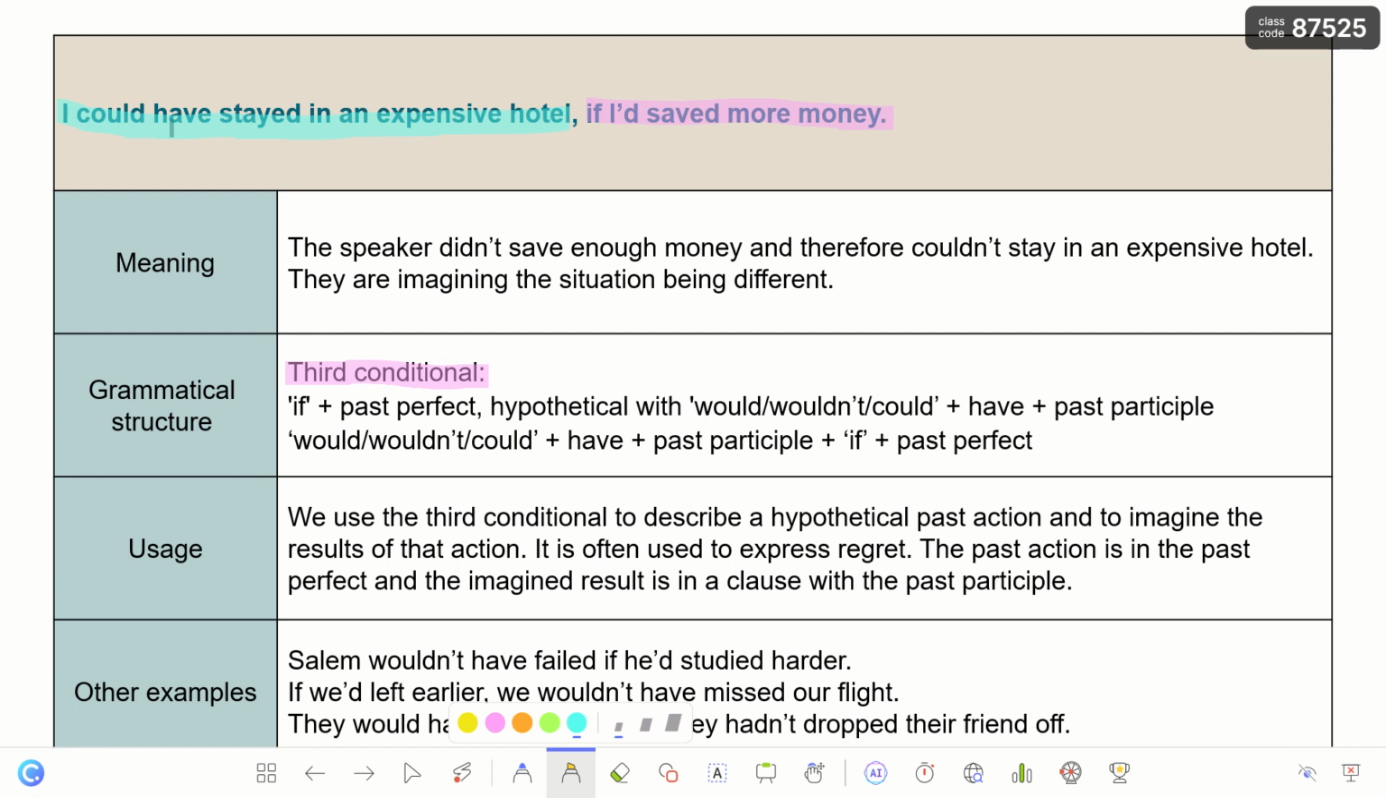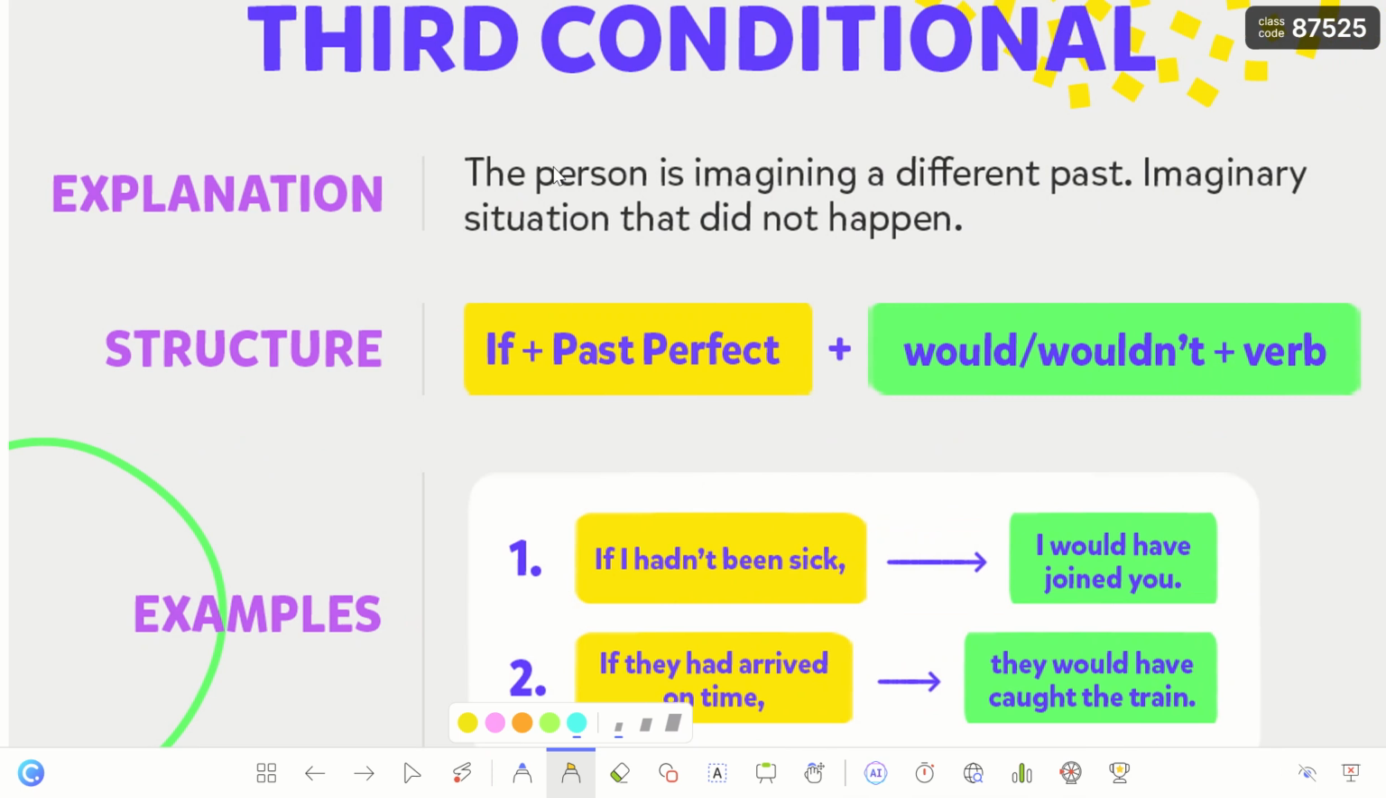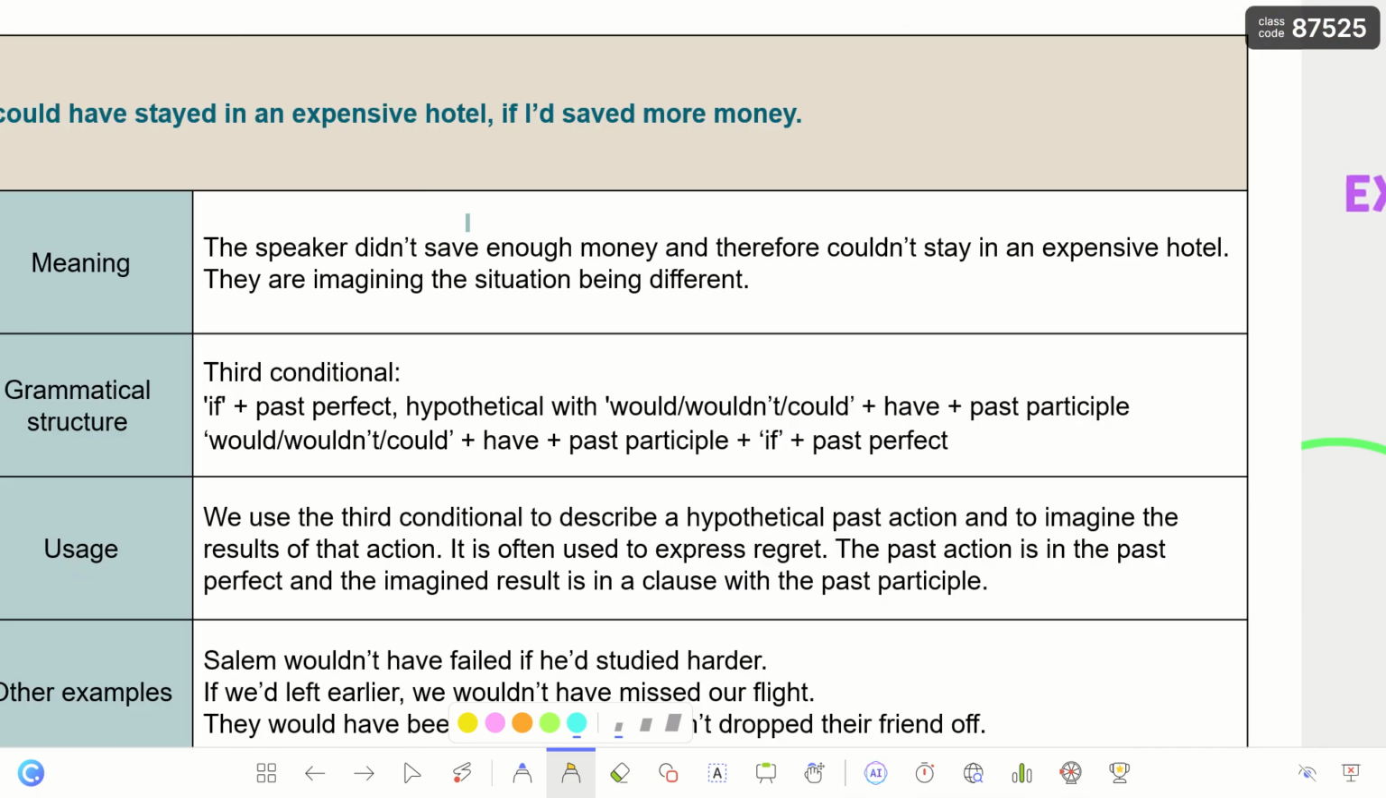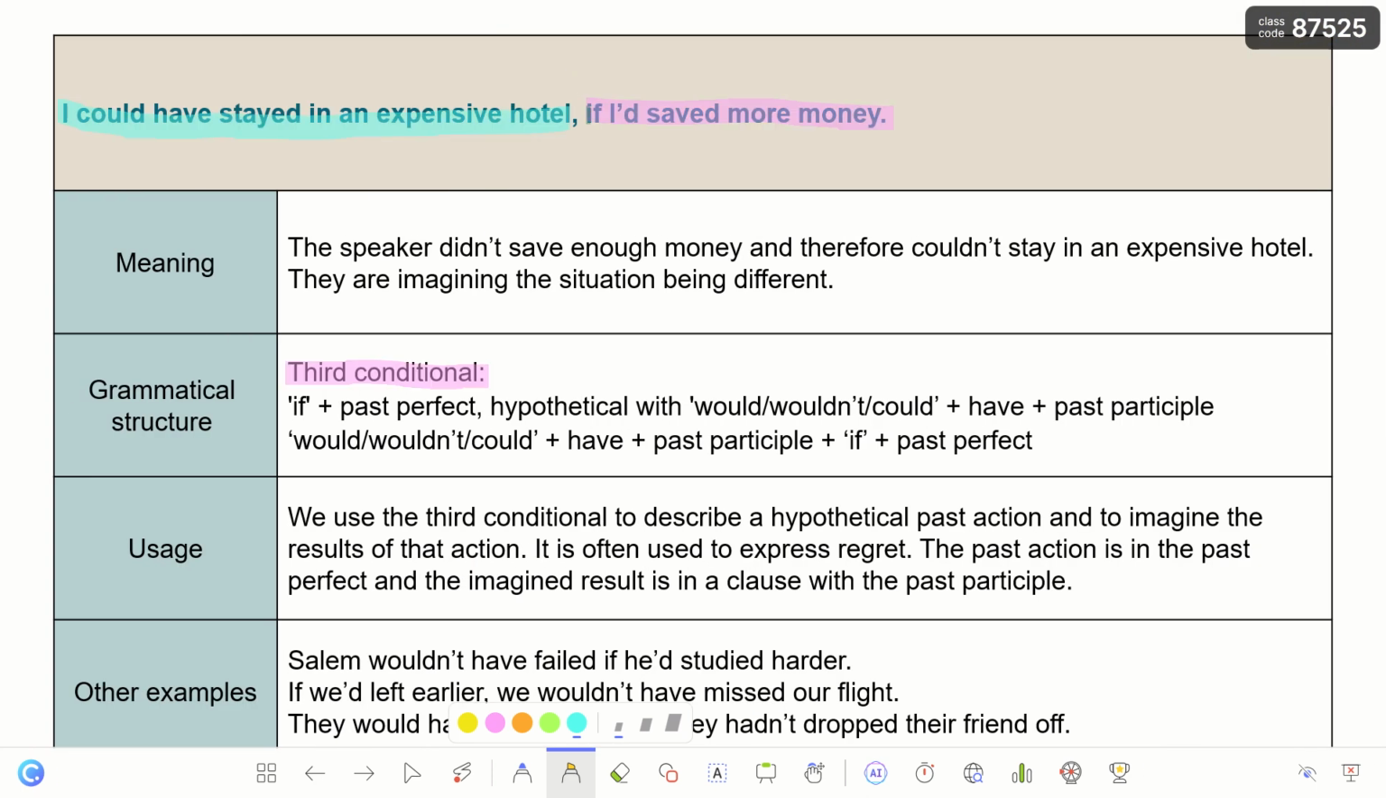في فندق غالي. طيب شو نلاحظ، شو تركيبتها يا ناس؟ If I had saved, it doesn't matter if I put the if clause. This part is called if clause. It doesn't matter if I put this at the beginning or at the end. The meaning stays the same. So the rule says that I start with if, then past perfect.